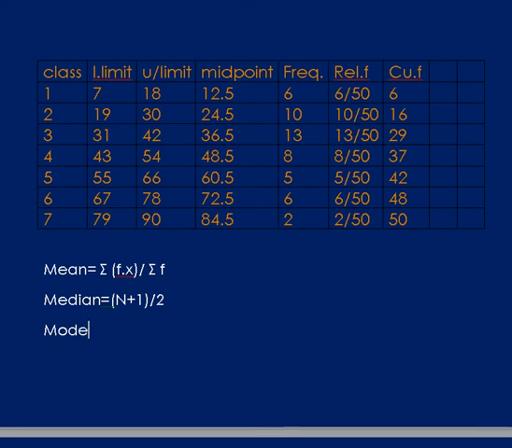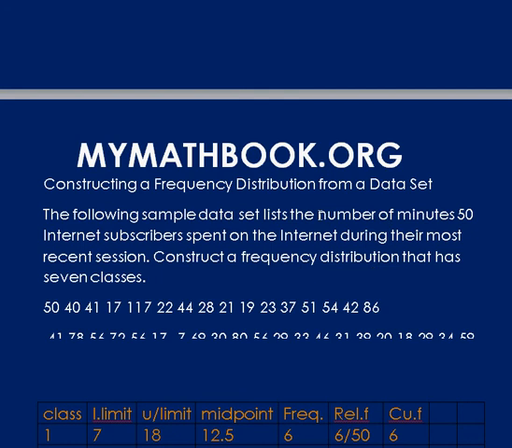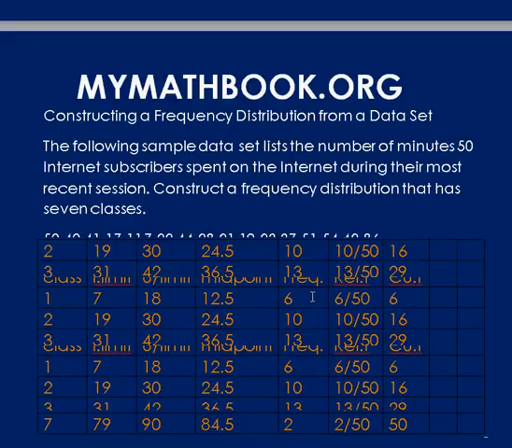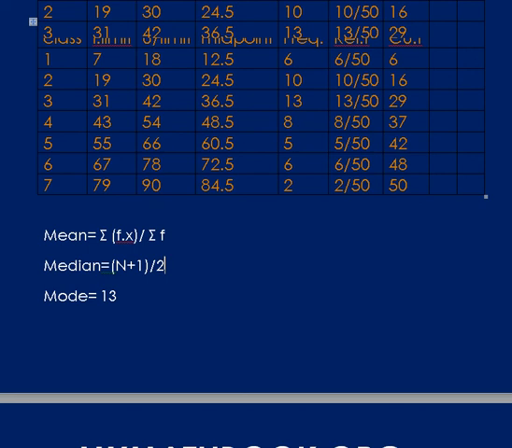From here, the highest frequency is 13, so the mode here will be 13. So you answered one question. Now they want you to find the median. Median is n plus 1 divided by 2. The n is the number of items here, which is 50. So you put 50 plus 1, divided by 2. The answer is 51 divided by 2, and then you have 25.5.